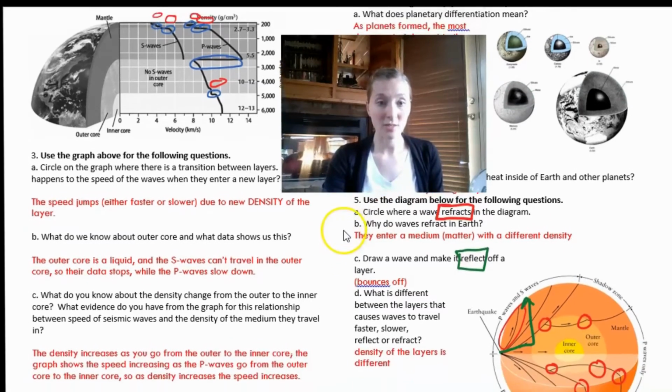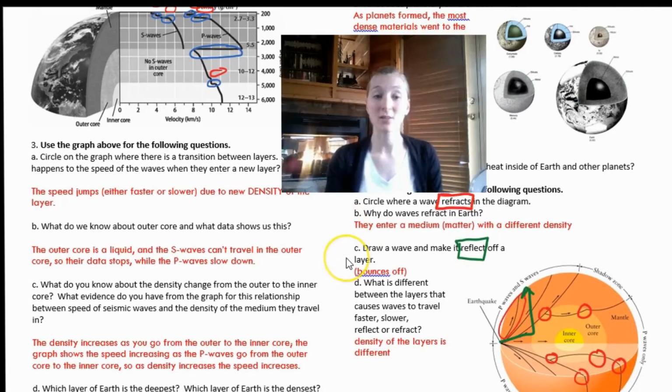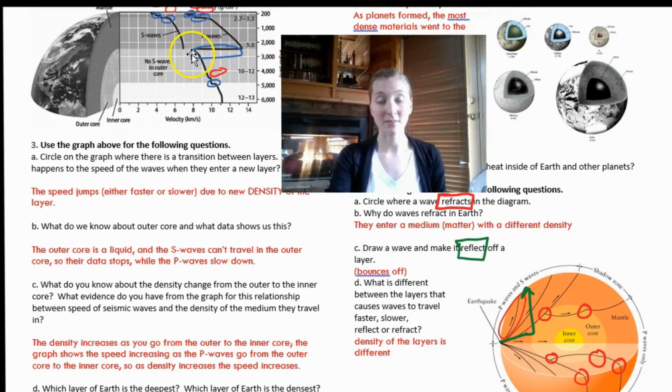All right. So the next question is, what do we know about the outer core and what data shows us this? Well, we know the outer core is a liquid and that S waves can't travel in the outer core. So how do we see that? Well, the waves just stop. There's no more S waves present in the inner core or the outer core because they can't get there. And so we also notice that the P waves slow down, and you can see our velocity is up here and it drops down in velocity.